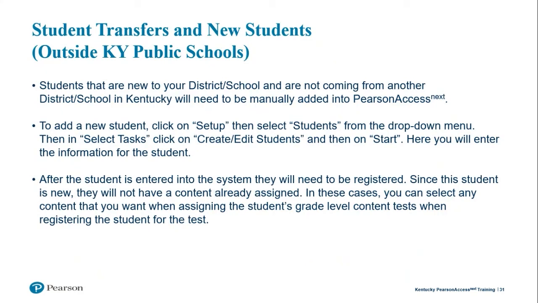For the new students that come into your school or district from outside Kentucky, they will need to be added manually into Pearson Access Next. To do that, you'll click on Setup, then select Students, then you'll go to Select Tasks, and then click on Create and Edit Students. After the student is entered into the system, they will need to be registered. Also, since the student is new, they will not have a content assigned to them, so you will need to assign them the social studies field test.